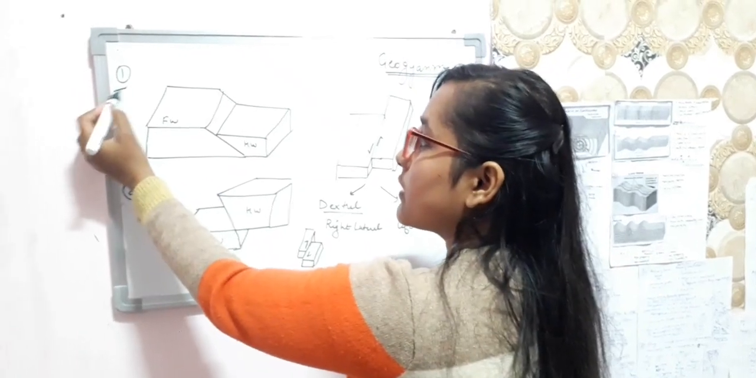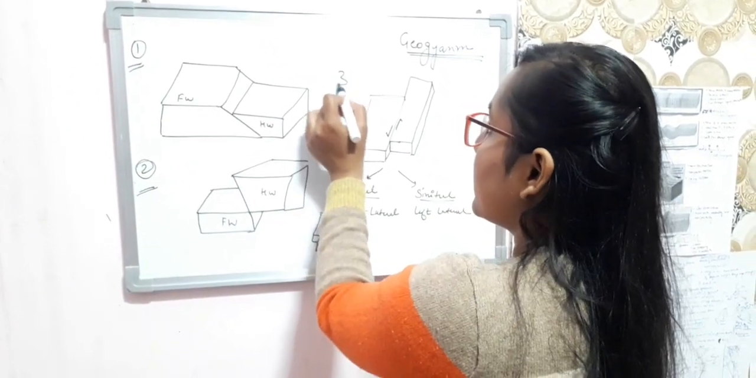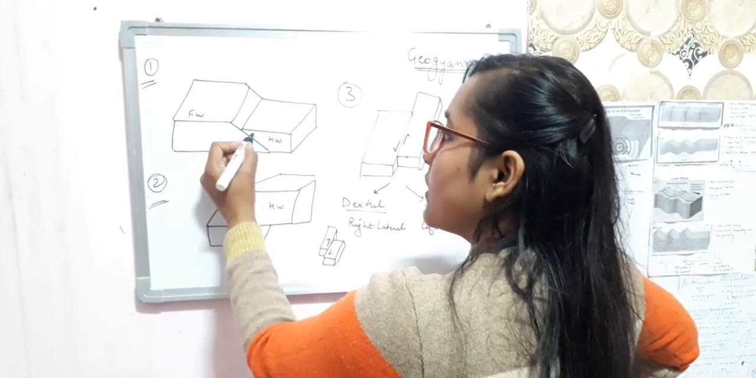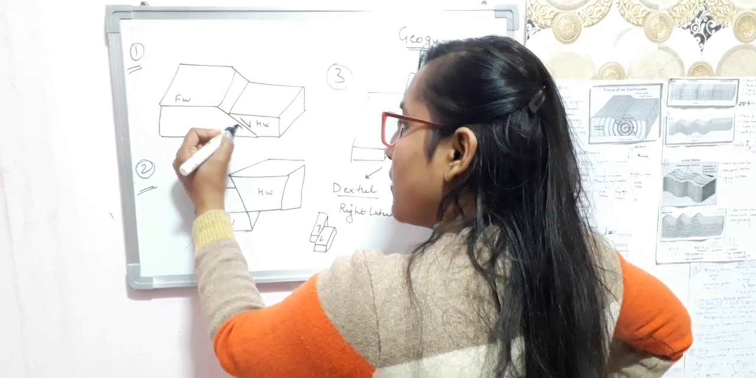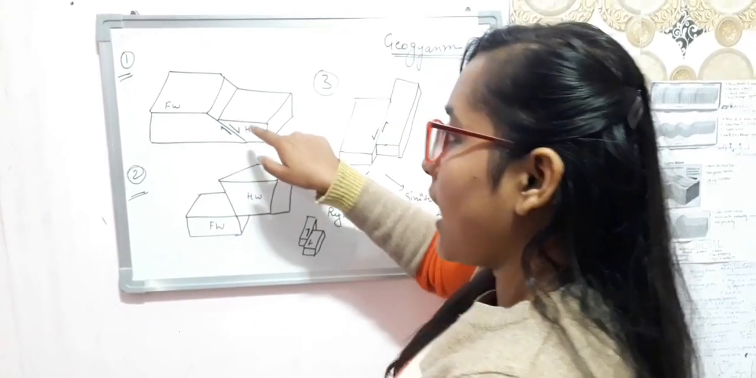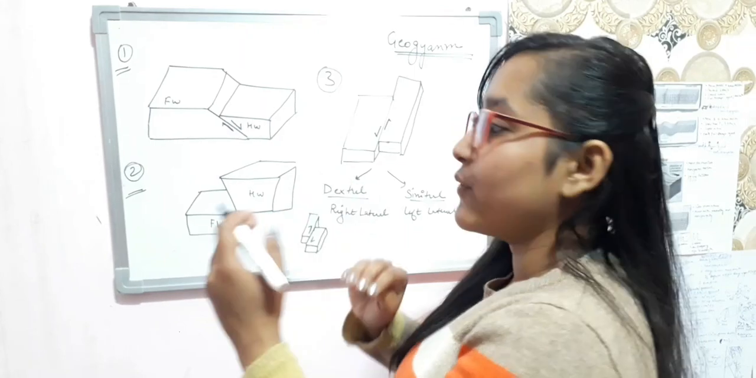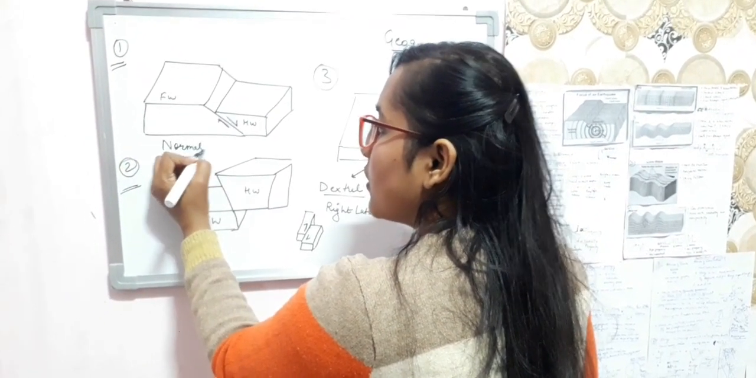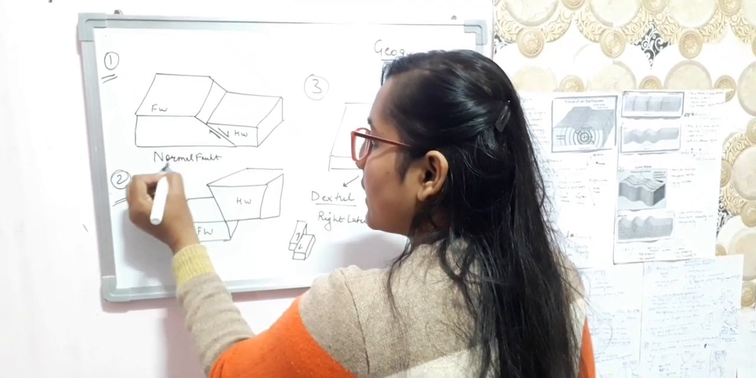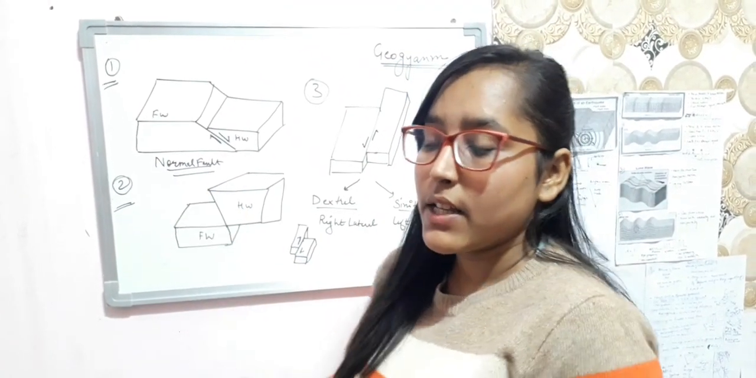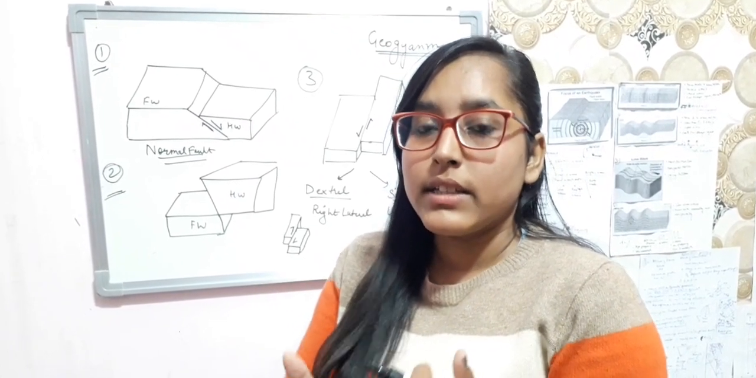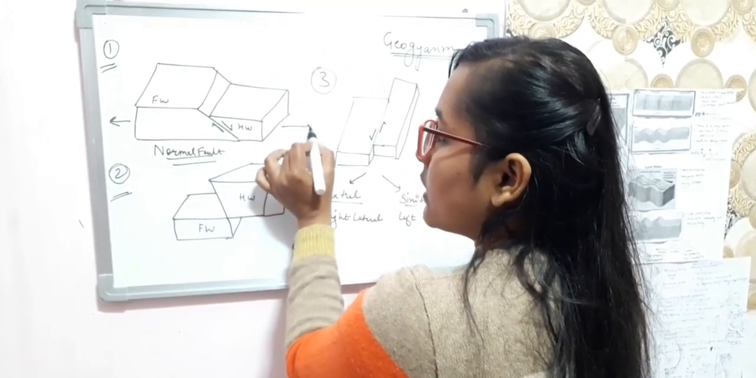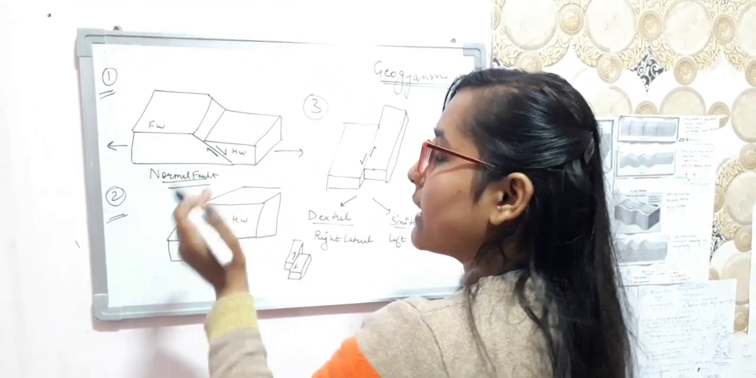I have drawn three figures over here, 1, 2 and 3. In this one I have drawn two blocks. One is moving down and one is moving upward. So if the hanging wall moves down as compared to the foot wall, it will result in which kind of fault? It will be a normal fault. And in which environment do they get generated? If in any area there is extension going on, then the hanging wall will move down and the foot wall will get upthrown.